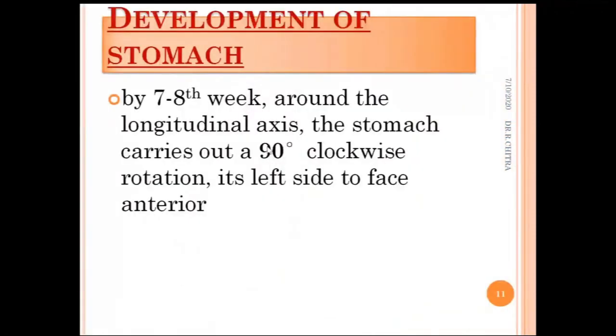Now it is the 7th to 8th week. The stomach carries out a 90-degree clockwise rotation around the longitudinal axis, so that its left side faces anterior and the right surface becomes posterior. This explains why the left vagus nerve supplies the anterosuperior surface and the right vagus supplies the posterior-inferior surface of the stomach.